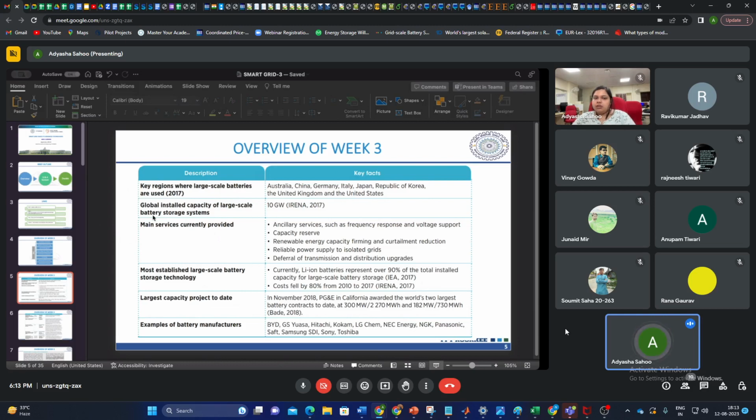The main services which these energy storage devices are providing are ancillary services for frequency regulation and voltage support. Then they are also providing capacity reserve. Okay, capacity reserve, will anyone like to add what is capacity reserve?